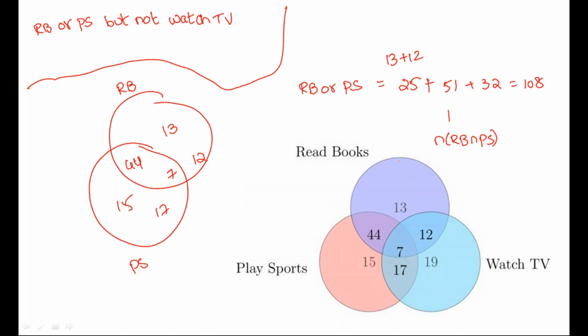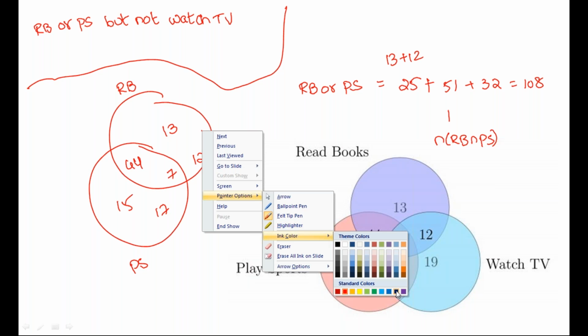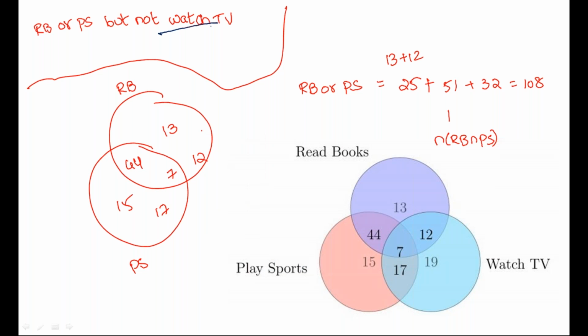If I ask that, I don't want to consider 12, 7 and 17 now. Guys, see this: if I mention the words but not watch TV, this 12 is in TV, 7 is included in TV, this 17 is included, so we should remove them. It's only 30 plus 44 plus 15, which is 28 plus 44. Anyhow, we'll get, excellent, 72.